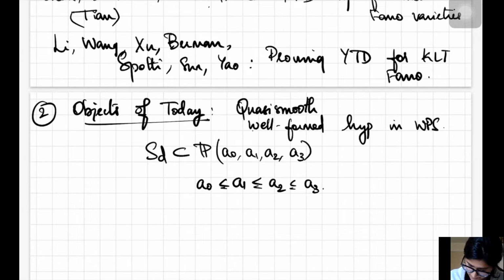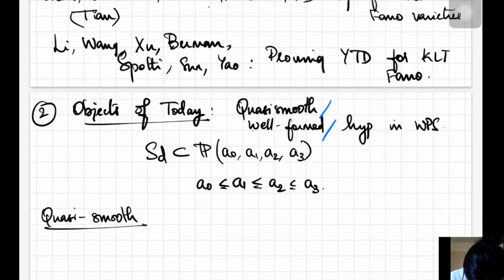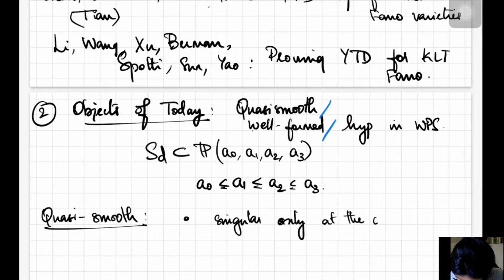Now I will briefly tell you what each one of these is, so you have an idea. When I say quasi-smooth, what do I mean? Basically this means that when I take the affine patches of the surface, it's only singular at the origin. I will explain this. So, singular only at the origin in C^4.